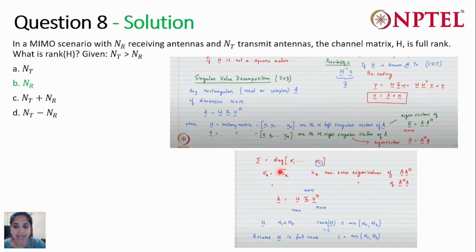And sigma will be a diagonal matrix with entries from sigma 1 to sigma L. So what is the dimension L here? It is basically the rank of the matrix H, and the rank of the matrix H will be less than or equal to the minimum of NT, NR. And here the assumption is H is full rank, and we know that NT is greater than NR. So the minimum of the two will be NR. So the rank of H is NR.